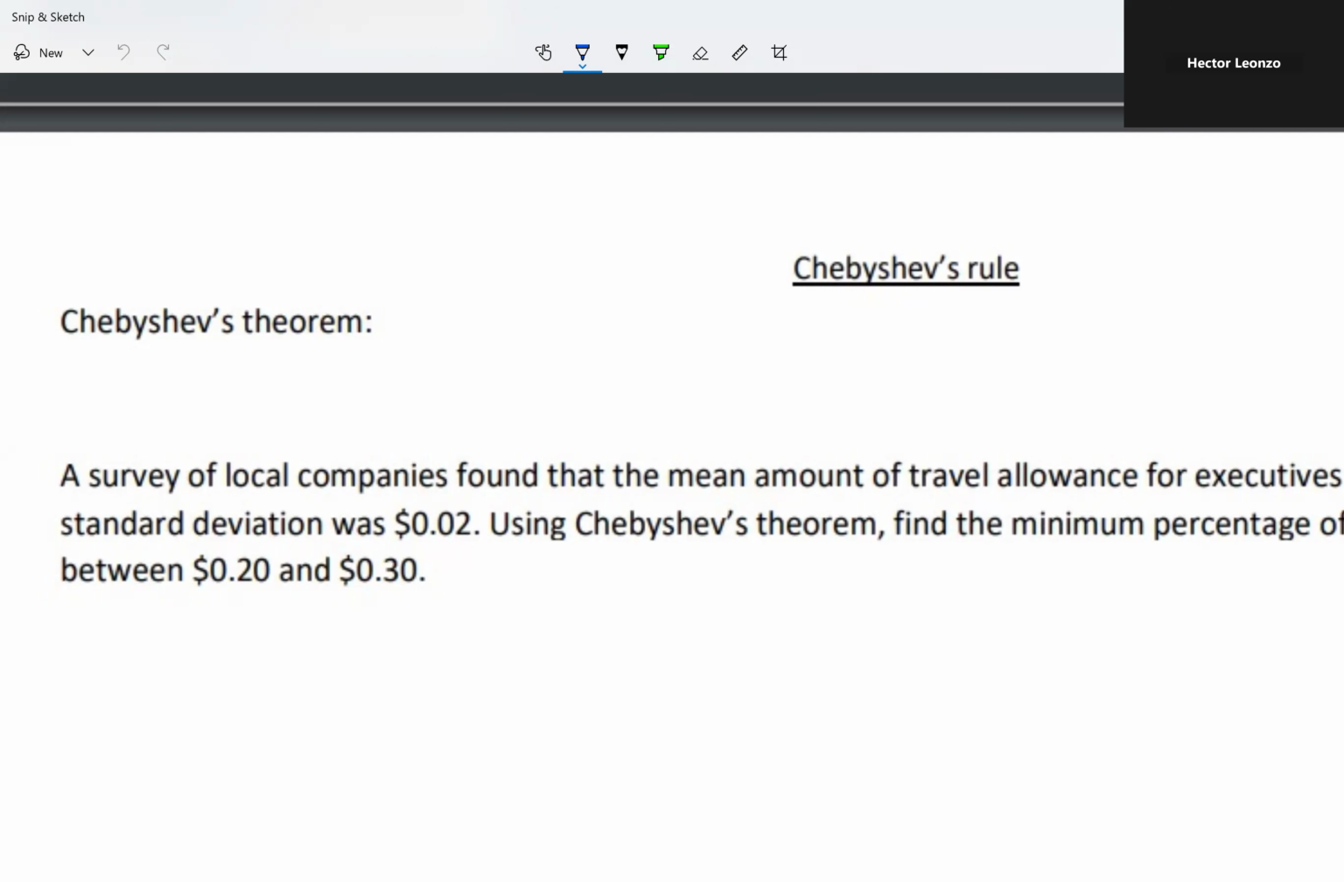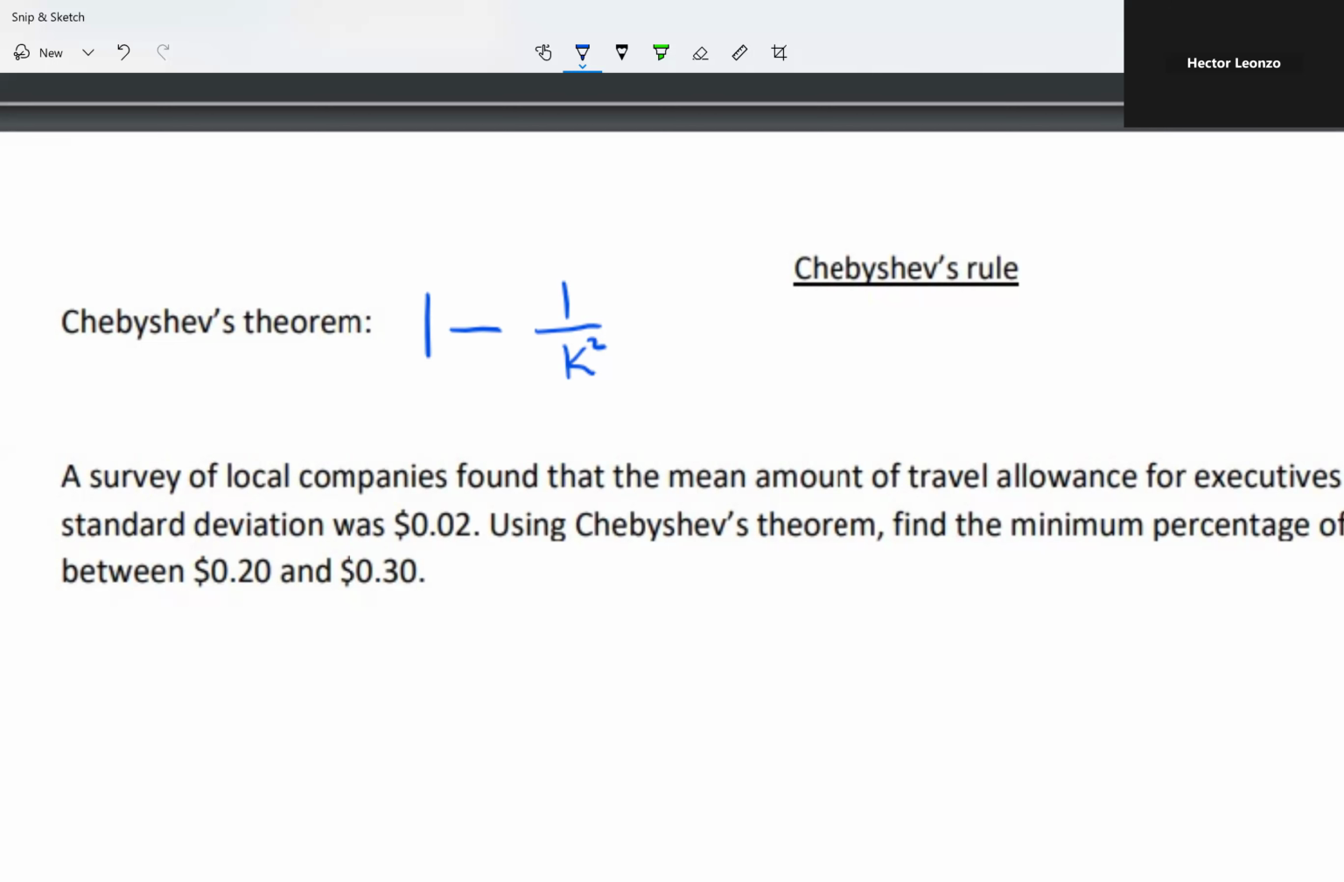The formula I want to use is 1 minus 1 over k squared. Okay, 1 minus, and then the fraction 1 over k squared. So at least this percentage, where k is going to be a number greater than 1, but not necessarily an integer. Remember, k is how many standard deviations do we use?